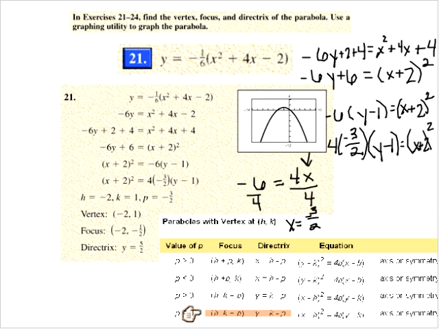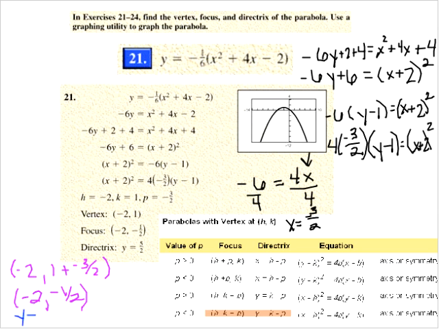To find the focus, we use h, comma, k plus p. I'll do this one in purple or pink here. So h we know was -2. K we said was 1, and p is our -3/2. So that leaves us with the point -2, -1/2 for the focus.